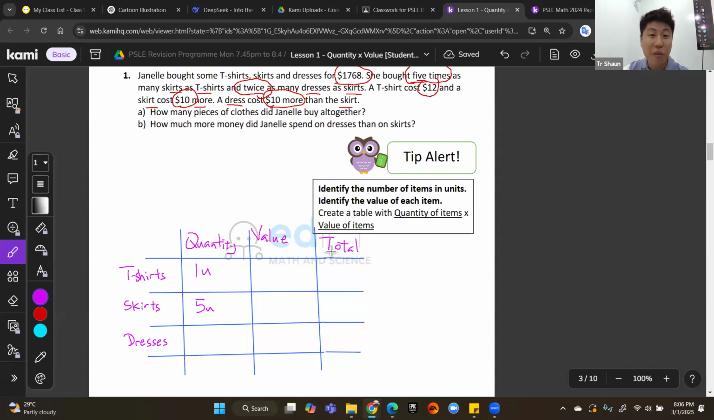And what else did they say? Look at the information here. They say the dresses is twice as much as skirts. So dresses is 10. And what's the value? The t-shirt's value is 12. The skirt is $10 more. This is 22. And how about the dresses? You there? Tell us, dresses how much?